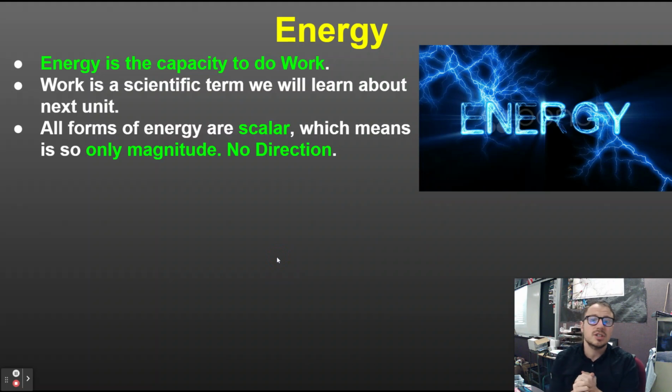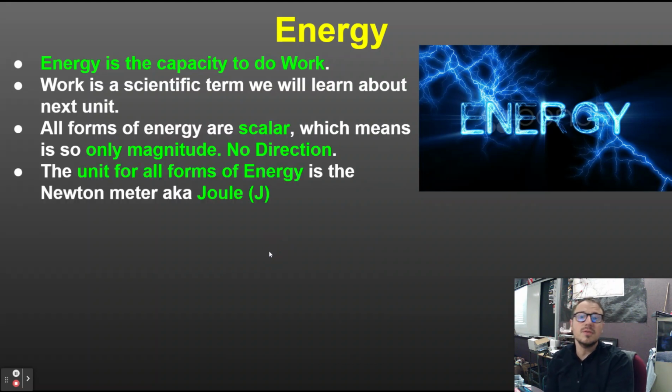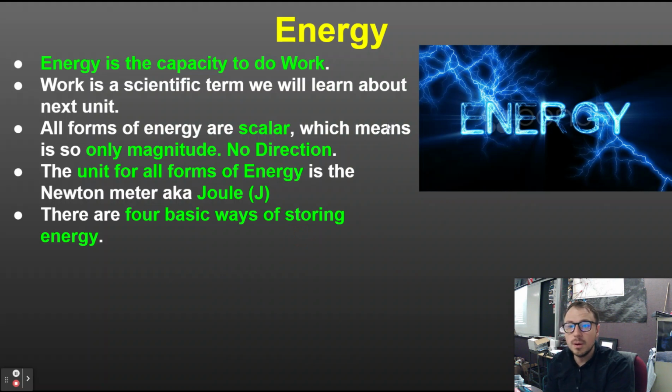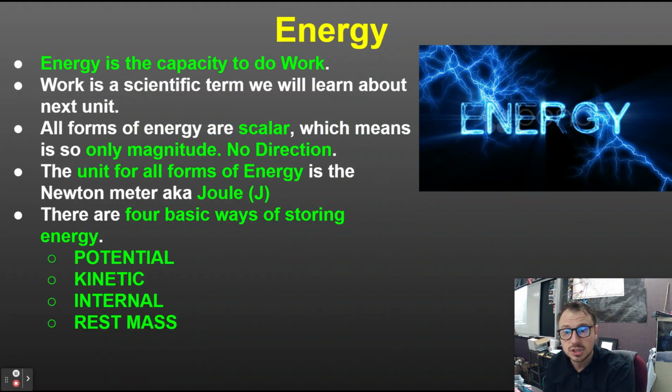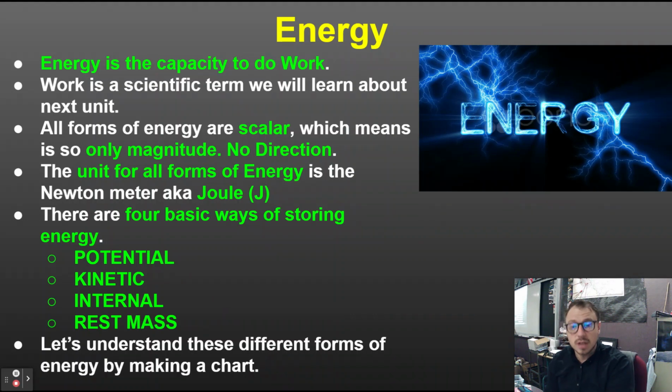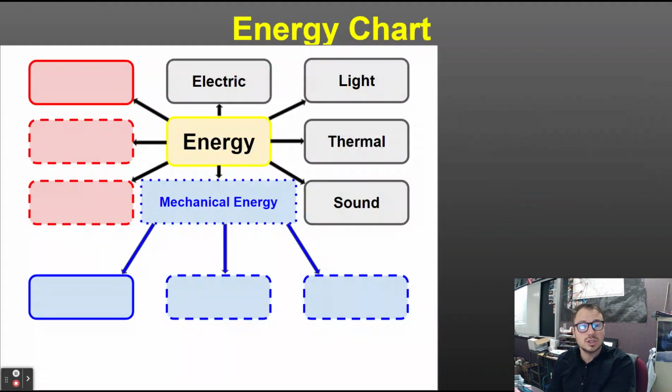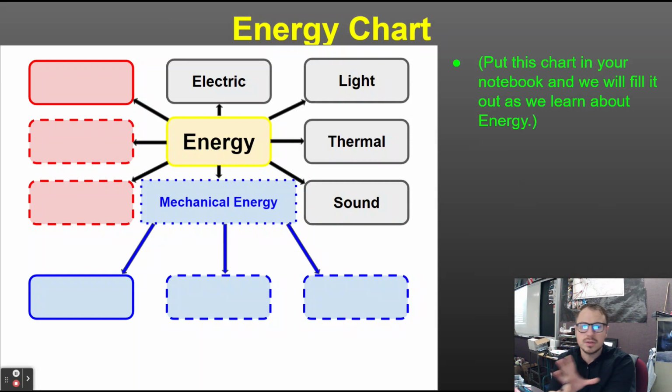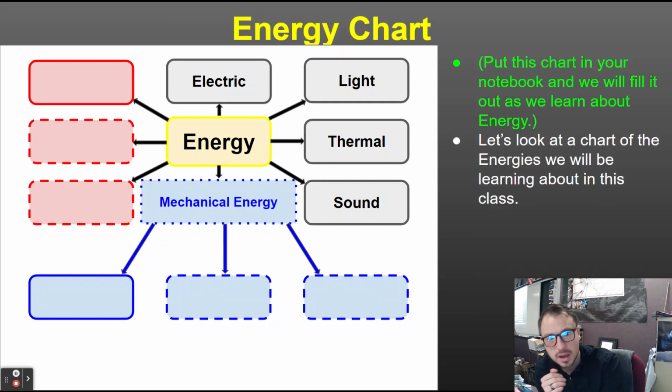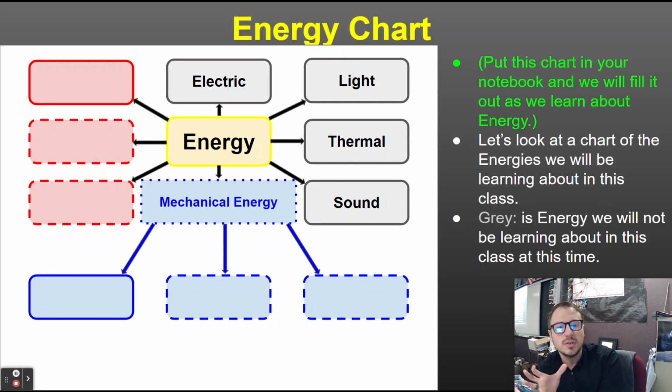So all forms of energy are scalar, which means it is only magnitude, no direction. So the unit for all forms of energy is the newton meter, aka the joule, represented with a capital J. There are four basic ways of storing energy. You have potential energy, kinetic energy, internal energy, and rest mass. So let's understand these different forms by making a chart. This just helps me organize it. These are all different forms of energy.